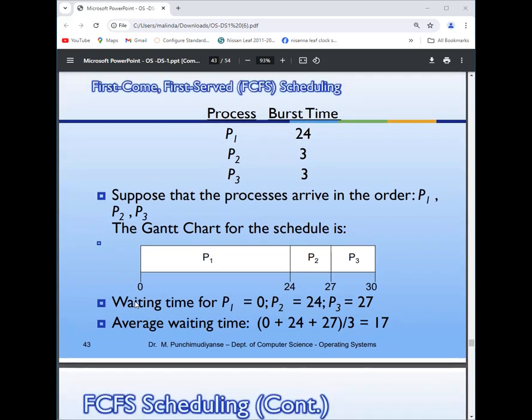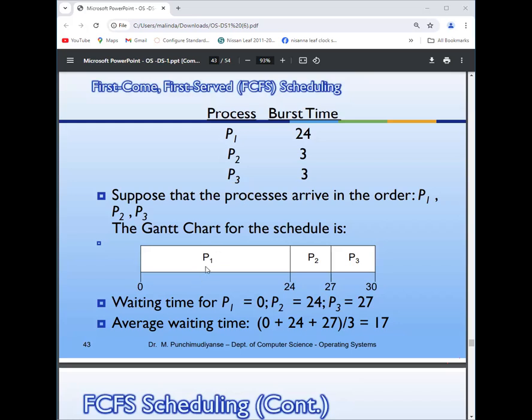So then we will see how to calculate the waiting time. The definition of waiting time is: from when the process is admitted to the queue until it completes the job, how many milliseconds or seconds it has waited in the waiting queue. From the admission to the queue until it completes, how many milliseconds it has waited for getting the CPU time, right? So that's the definition. So let's calculate one by one.